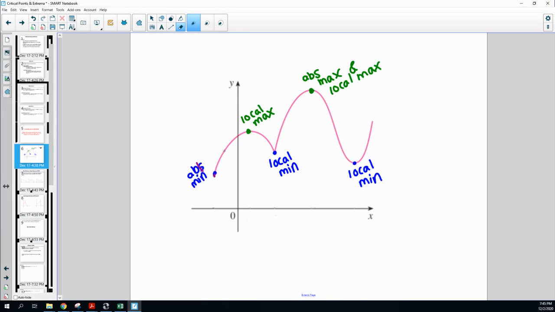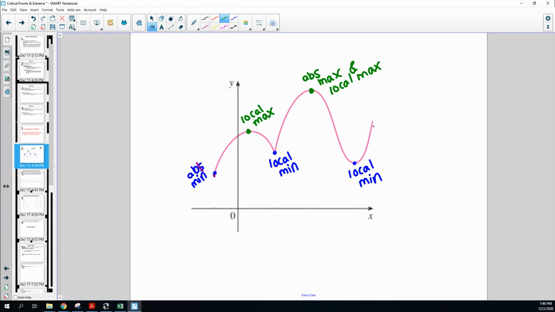Whether or not it keeps going down or it changes direction and goes up, this is the lowest point on my graph. Could it go further down and have a lower point? Sure. But on what I see in front of me, this is the absolute minimum. So it's not a local minimum, but just an absolute.